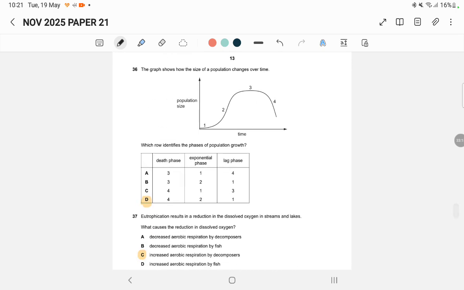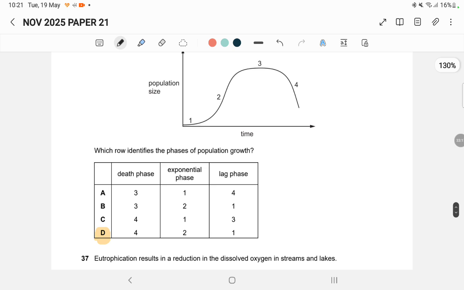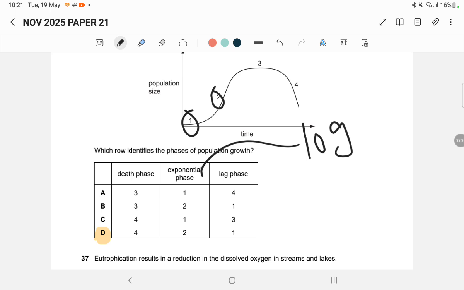36 is telling you here which row identifies the phases of population growth. Of course, the lag phase will be 1. It is not log. If it is log, it will be 2. Exponential phase, which is also known as the log phase in some books, so the answer will be 2. Death phase will be 4, of course, because 3 is the stationary phase, and I cannot say that 3 will be death. 4 will be death, because 3 is stationary, and it is actually a graph you need to memorize for your exams.